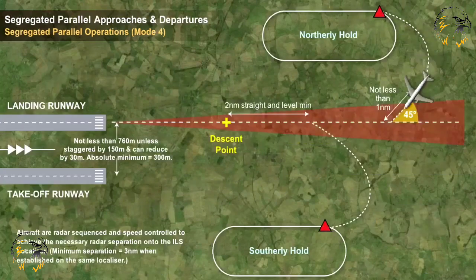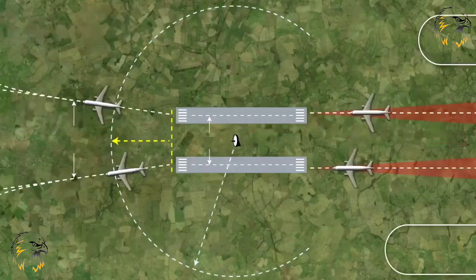The third, segregated parallel approaches and departures, has one mode of operation, known as Mode 4. This allows for one runway to be used for approaches and the other for departures. Semi-mixed operations from parallel runways take place when combinations of the above modes of operation take place.